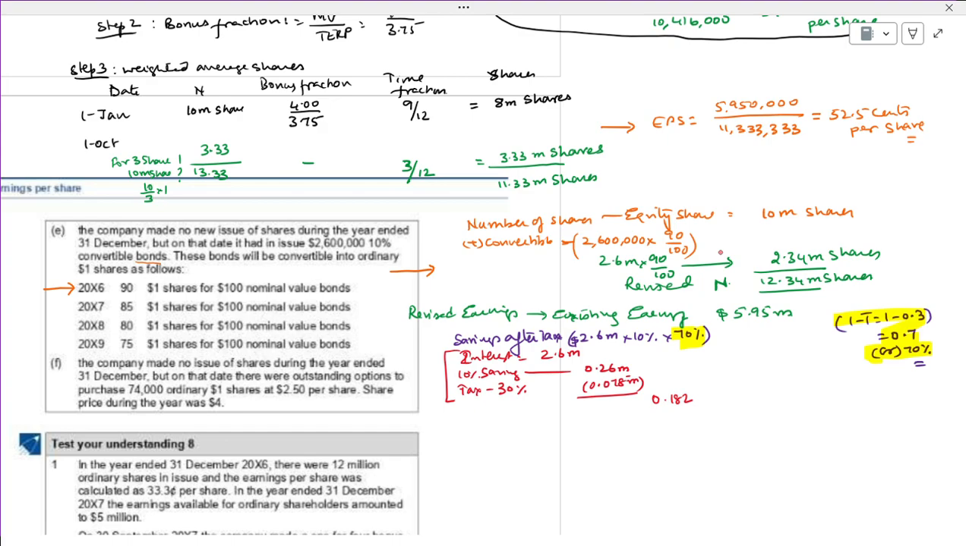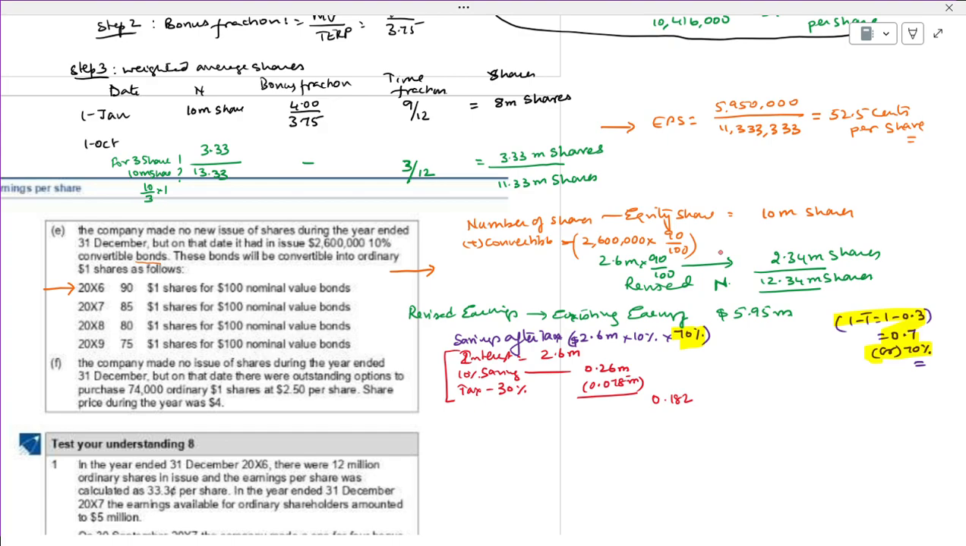2.418 plus 5.95. How much are we saving in tax? We are saving tax of 1.82. How much interest are we saving? We are saving interest of 0.26. After paying tax, how much will we get? 0.182. Is that 0.182 plus 5.95? Yes, no problem. Fine.